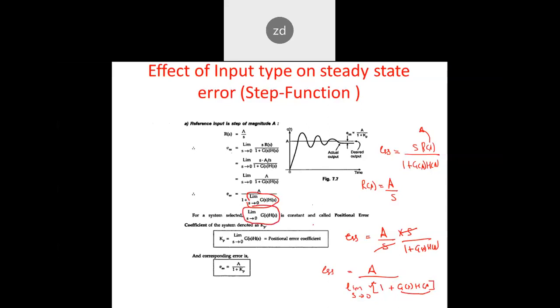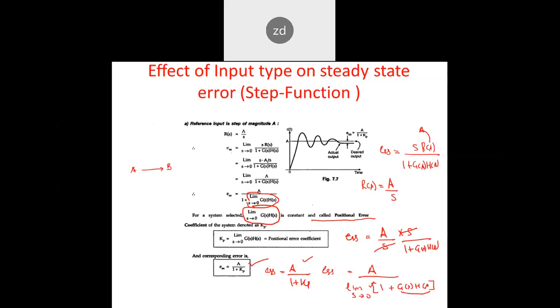This limit is a constant, and this is called the position error constant. How much would be the difference in the position from point A to point B? The corresponding error here, ess, would be equal to A over 1 plus Kp, as it is shown here. So the error to the step input is given as A over 1 plus Kp.